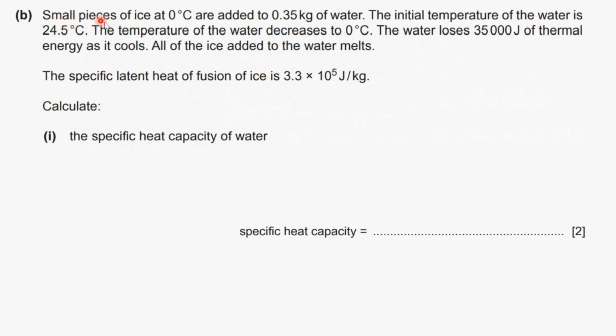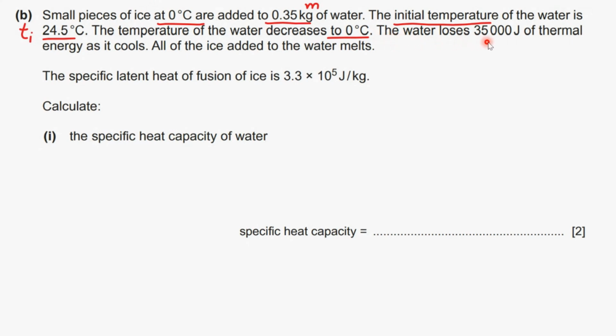For part B, small pieces of ice at 0 degrees Celsius, which is the melting point, are added to 0.35 kilogram of water. The initial temperature of the water is 24.5 degrees Celsius, so this is the Ti. The temperature of the water decreases to 0 degrees Celsius. Yes, this is logical because you added small pieces of ice, which decrease the temperature of the water. Please focus on the key sentences.